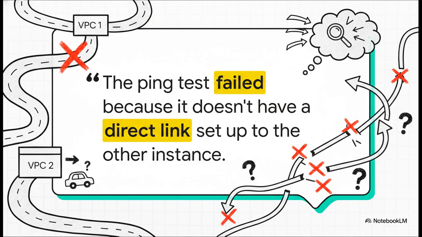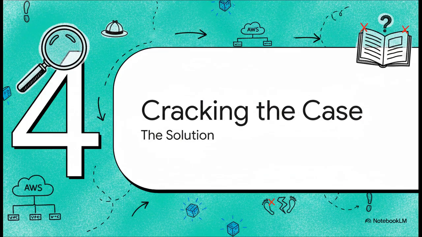It's really that simple. VPC1 has absolutely no idea how to get to VPC2. It's like trying to drive to a street that isn't even on your map. So we've identified our culprit. It's a missing route. Now it's time to bring in the tool that's going to crack this case wide open.